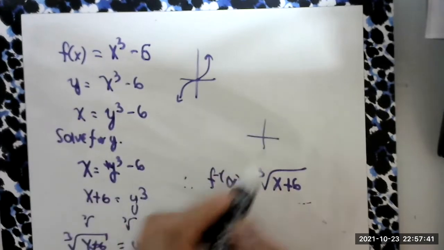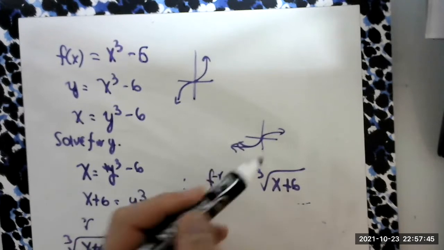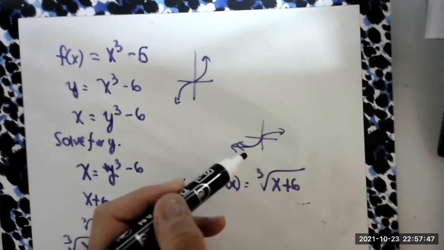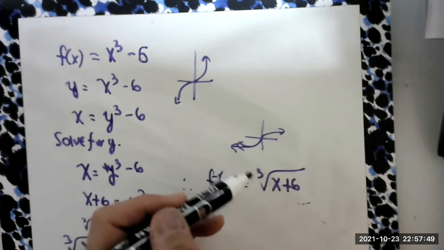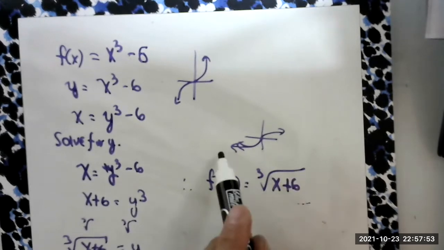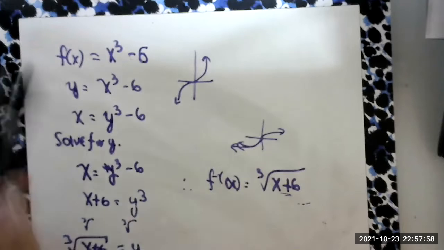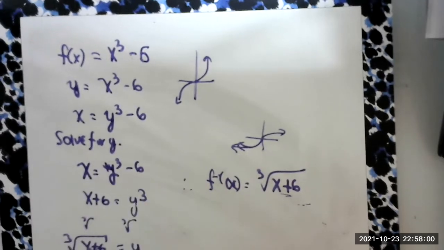The graph of the cube function looks like this. Of course, the domain is all real numbers as well as the range. It just happened that this one goes 6 units to the left because we are adding. So both domain and range for both functions are all real numbers.